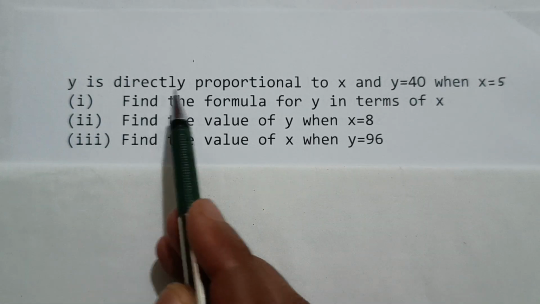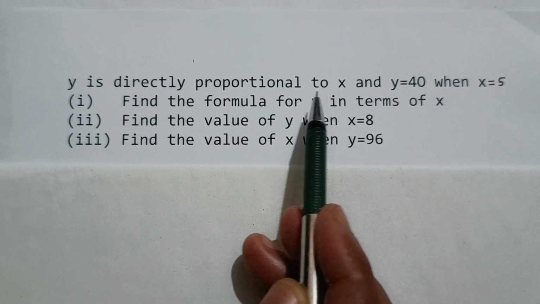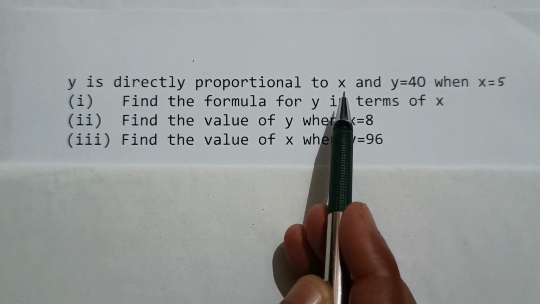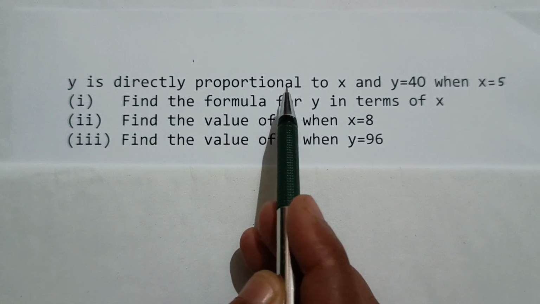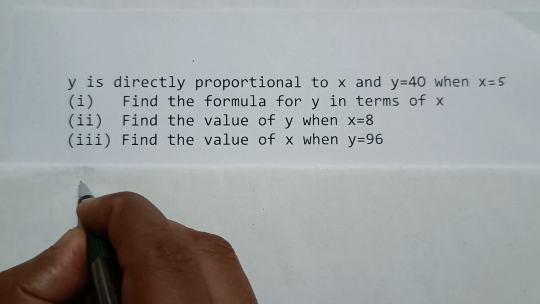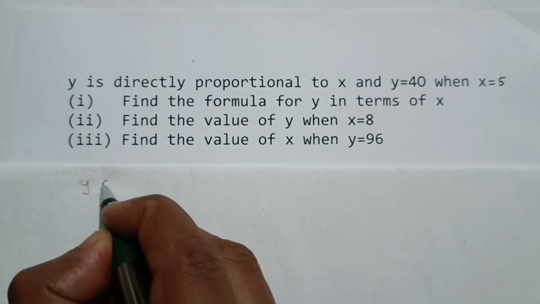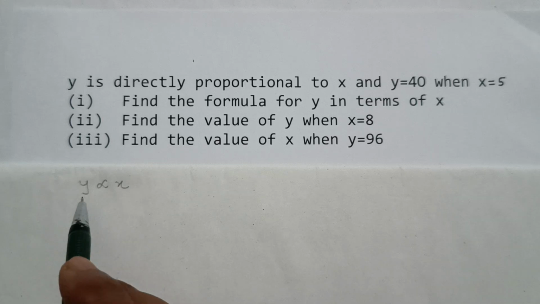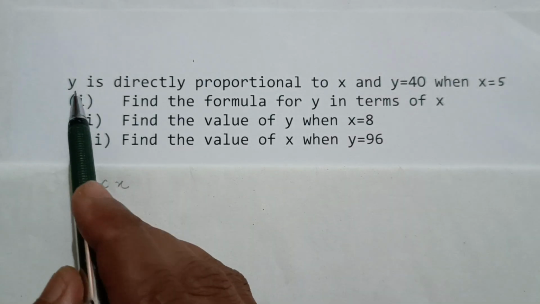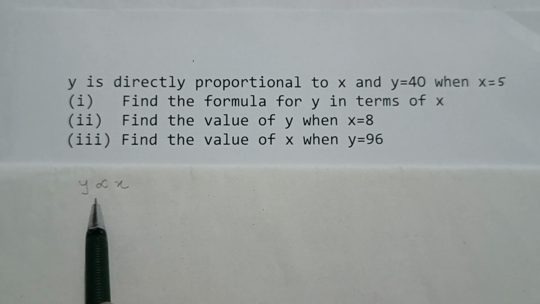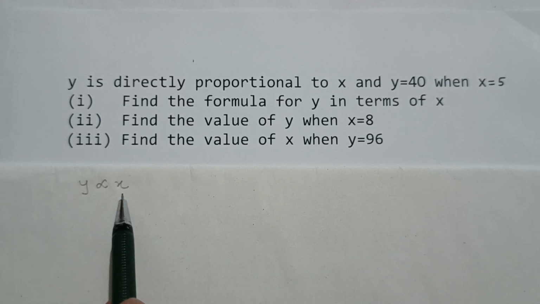Now y is directly proportional to x. So how will I write this statement in mathematics? Y is directly proportional to x in mathematics, I will write it as y is directly proportional to x. So this is how I write y is directly proportional to x in mathematics.